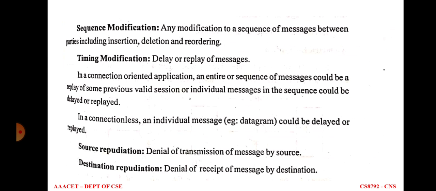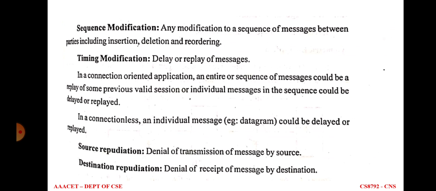The next one is sequence modification. Any modification done in the sequence of messages between sender and receiver, which may be insertion, deletion, or reordering. And timing modification is the delay of the message. The third party gets the message from a sender and forwards it to the receiver after some time, so the message is delivered to the receiver with some delay. So this is timing modification. In a connection oriented application, the entire sequence of messages could be modified or delayed, but in a connectionless protocol, an individual single message could be delayed.